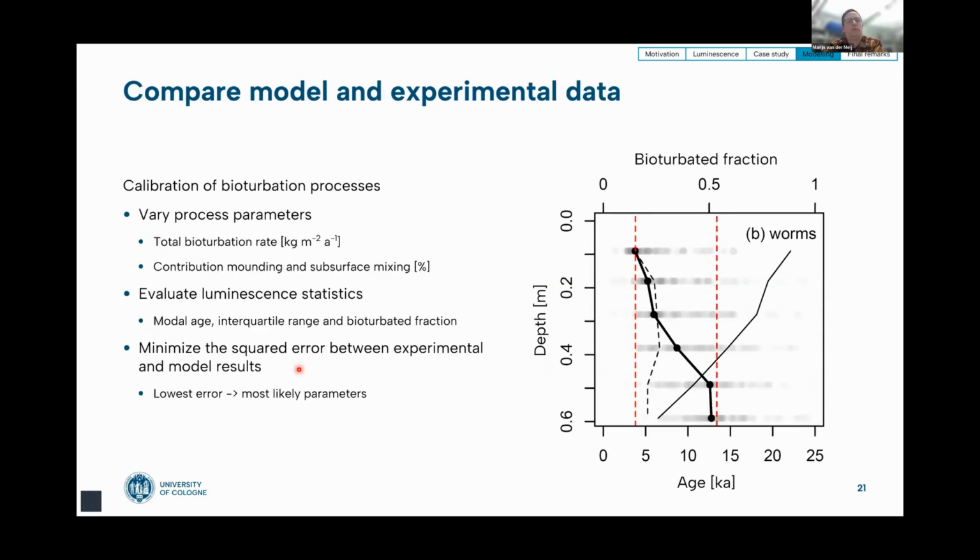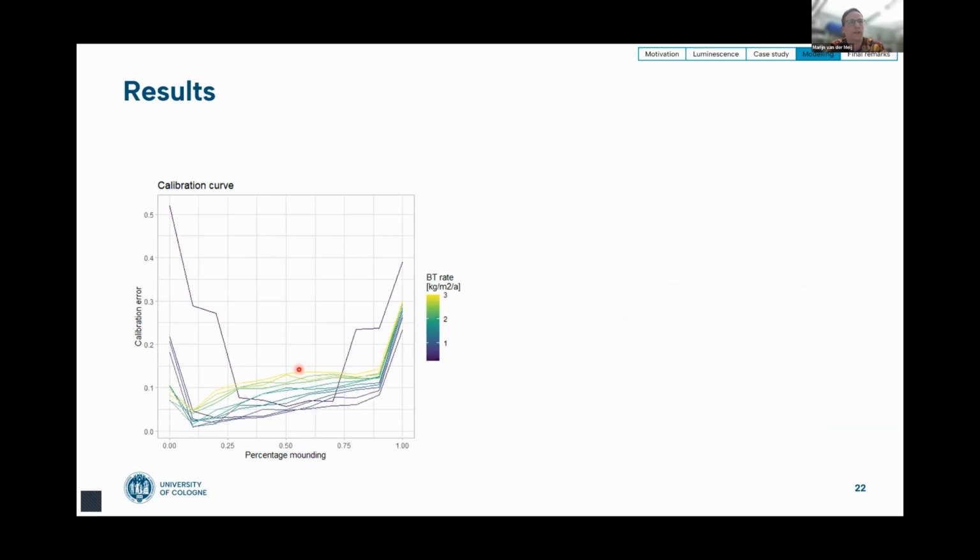So what we want to find out is what is the actual total bioturbation rate and what is the contribution of mounding and subsurface mixing in this process. So we did a lot of simulations where we combined different bioturbation rates, different fractions of mounding, and different fractions of subsurface mixing to find out which was the best model setting to reproduce the data that we have in the field. So we could simulate similar profiles for the simulations as we see for the measurements, and then just compare them and determine which rate would provide the best results.